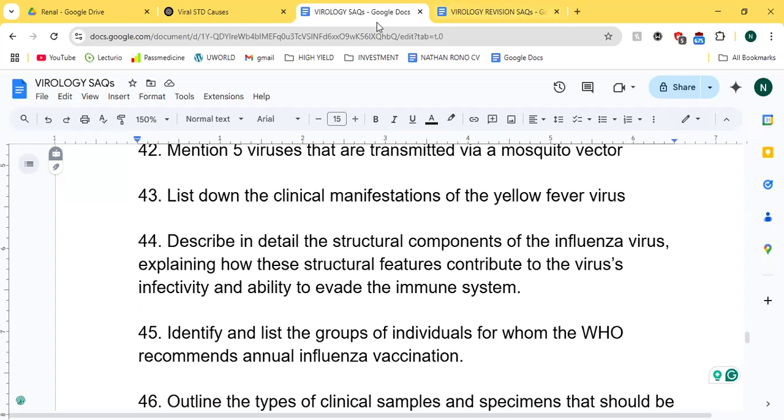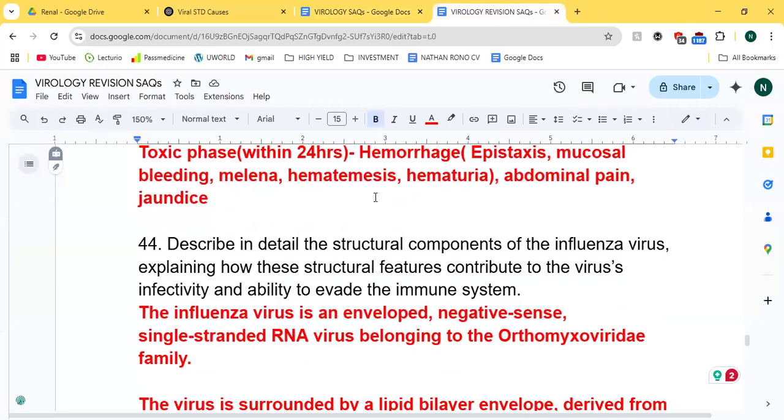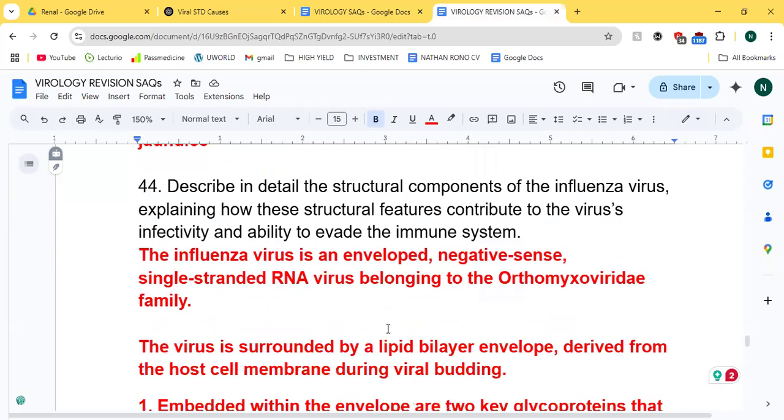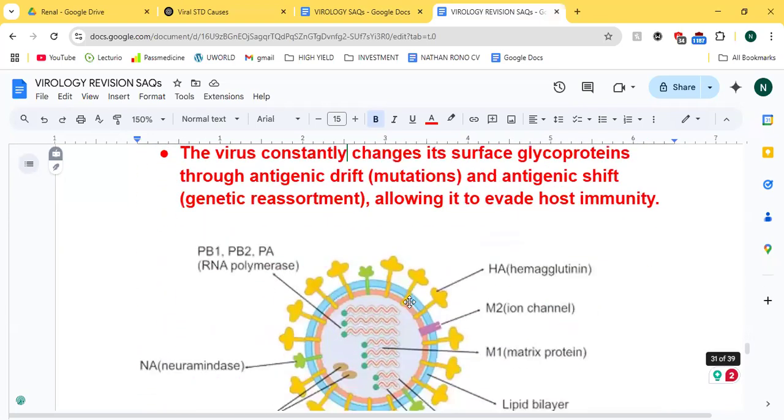Let me see what you guys are saying. So influenza is an enveloped negative-sense single-stranded RNA virus belonging to the family Orthomyxoviridae. The virus is surrounded by a lipid bilayer envelope derived from the host cell membrane during viral budding. Okay, I had a picture here.